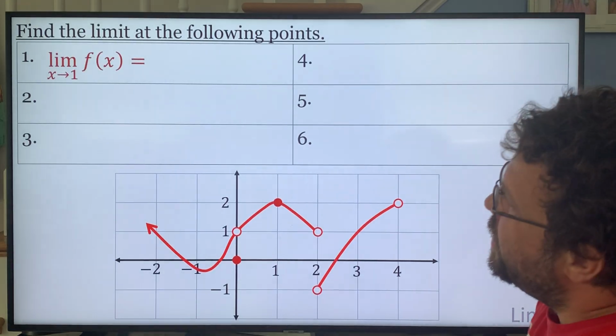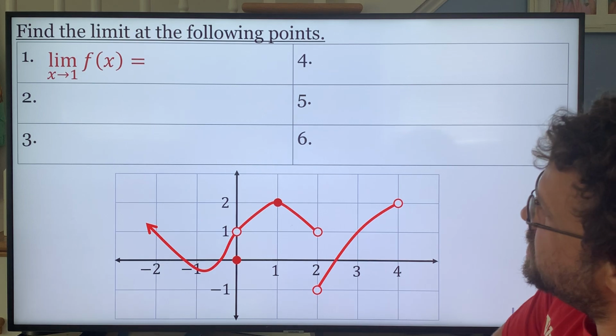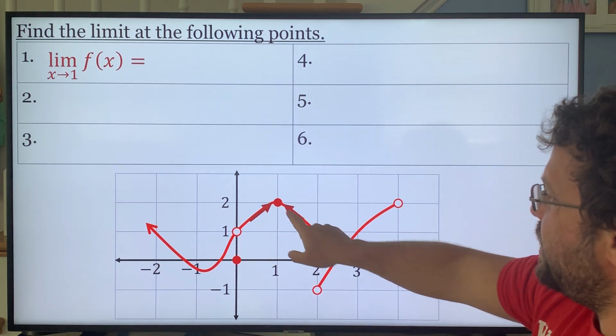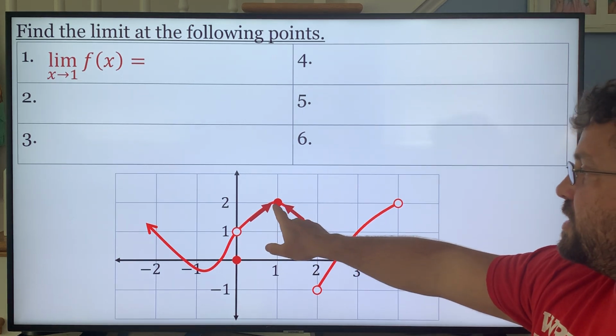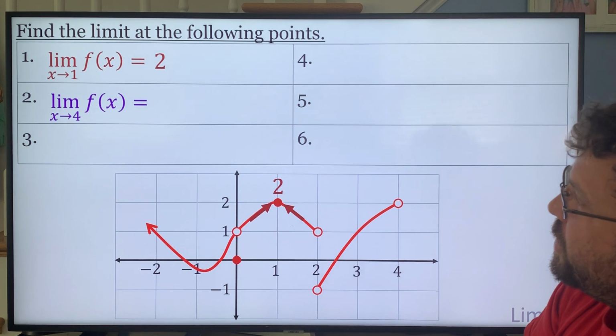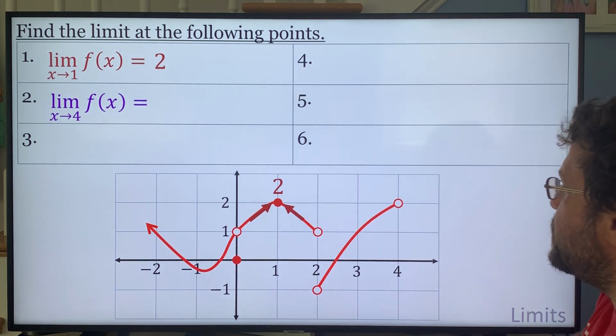So problem number 1. Limit of f of x as x approaches 1. So as it approaches from the negative side and the positive side, it approaches the same point, and that value is 2. Number 2. Limit of f of x as x approaches 4.